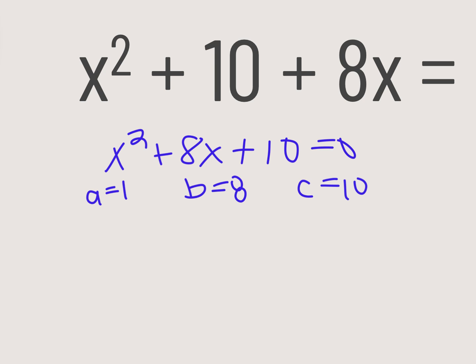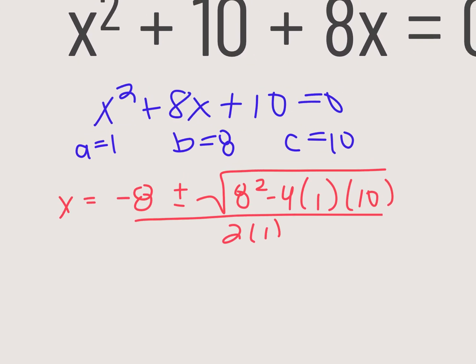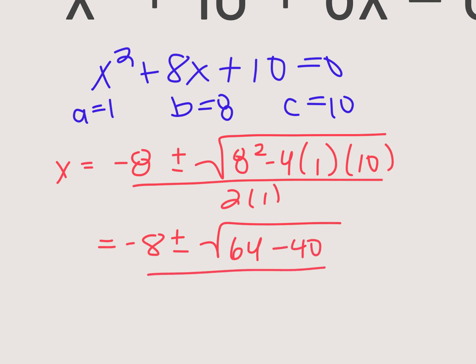Yeah? All right, so let's go into the quadratic formula. I have negative B, so negative 8 plus or minus the square root of B squared. So 8 squared minus 4 times A, which is 1, times C, which is 10, all over 2 times 1. Guys, remember, you should not be getting negatives underneath the square root. Friday, that'll change, but right now we should not be getting negatives, so check your signs. So I have negative 8 plus minus. What is 8 squared? 64, good. Negative 4 times 1 times 10. Minus 40, all over 2.